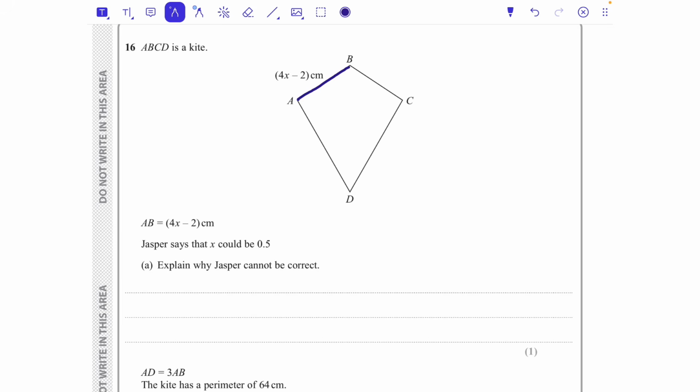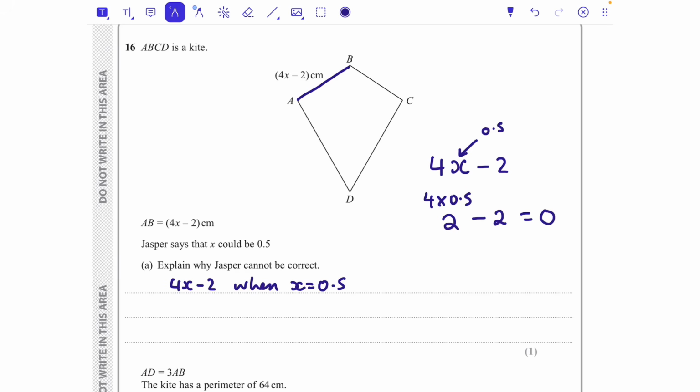Okay, so let's see what we get if x is 0.5. So 4x minus 2, if x is 0.5, we would need to do 4 lots of 0.5, which is 2, and then take away the 2, which is 0. So Jasper cannot be correct, because then that side would not exist, it would equal 0. So 4x minus 2 when x equals 0.5 makes 0. A length cannot be 0 centimetres long.